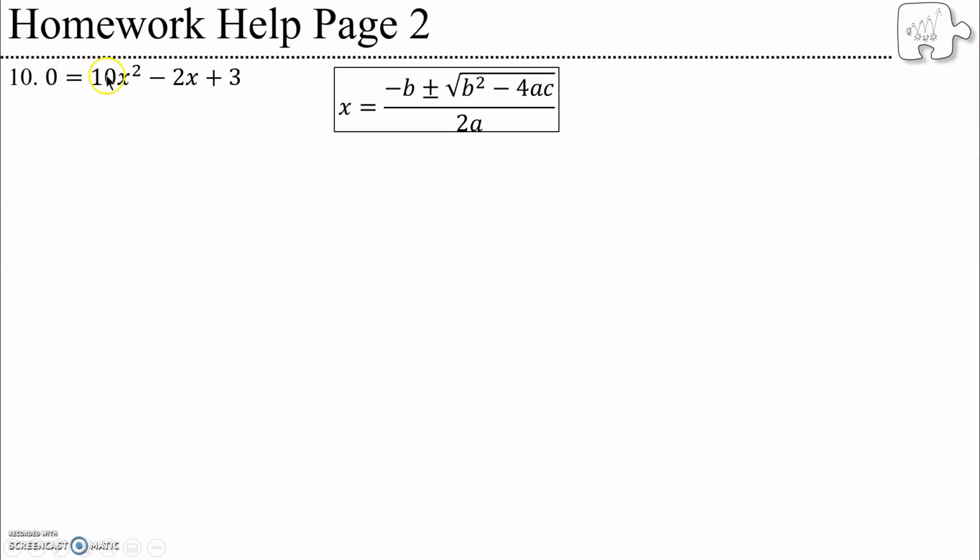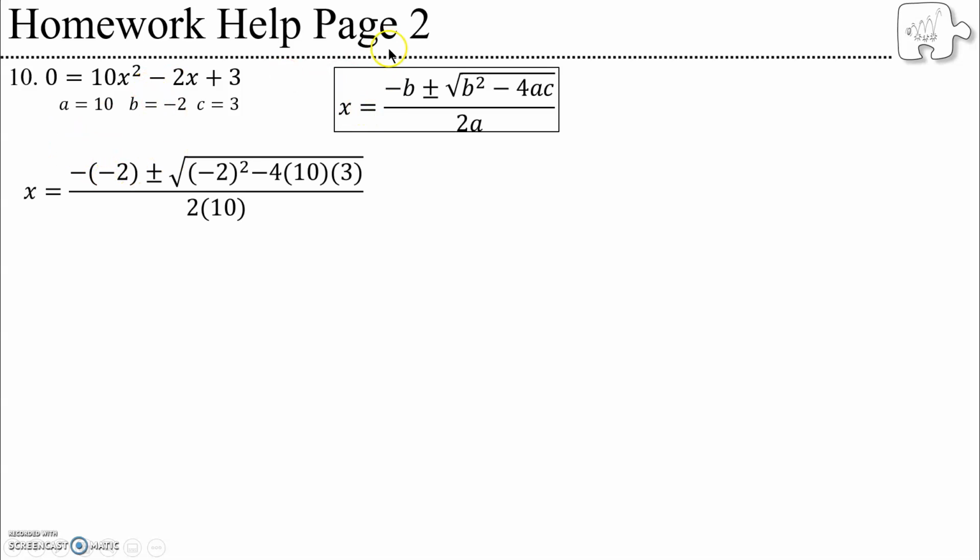Right, so we have 0 equals 10x squared minus 2x plus 3. This side equals 0, and it goes x squared, x, number. So we just need to figure out what our a, b, and c are: first number, second number, third number. And then we can plug it into the quadratic formula. I have x equals the opposite of negative 2, plus or minus the square root of negative 2 squared minus 4 times 10 times 3, over 2 times 10.